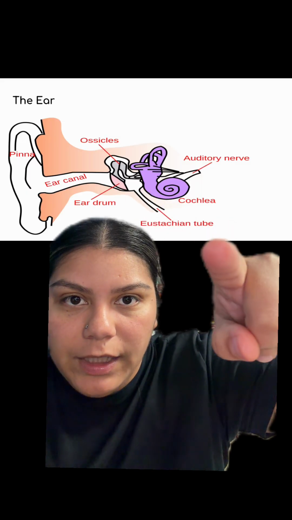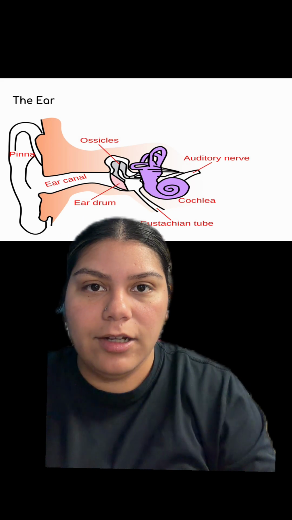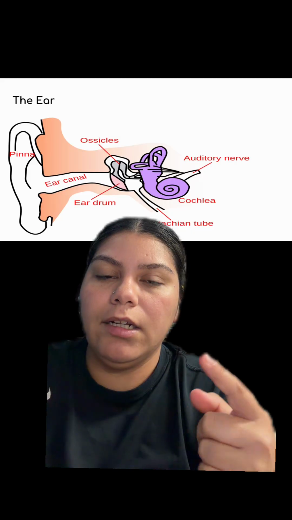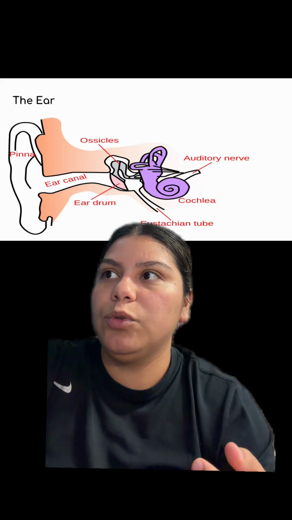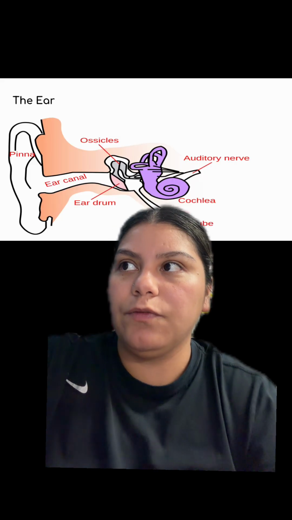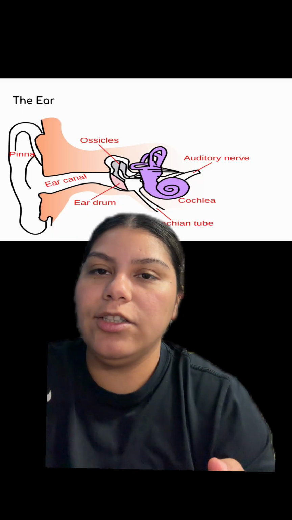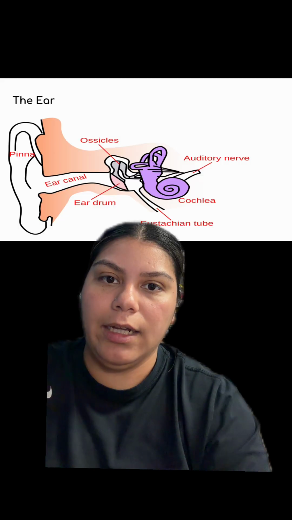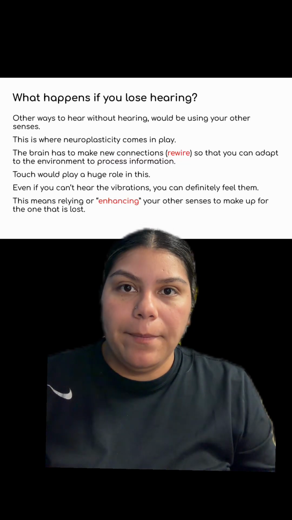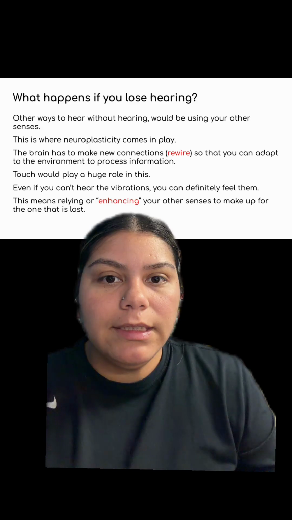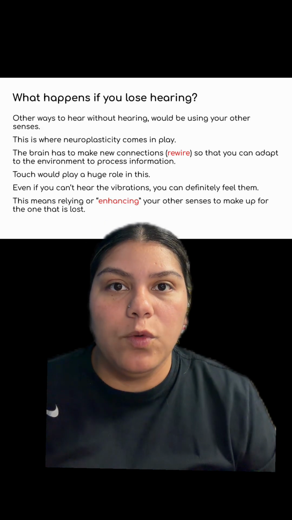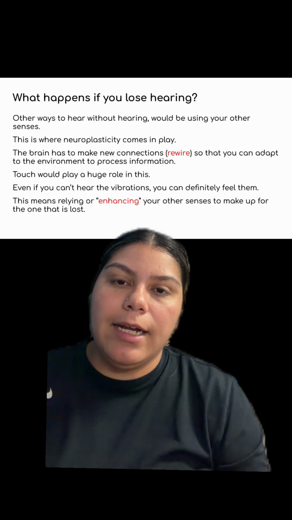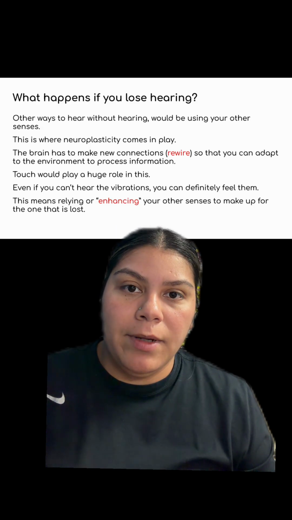And then finally we have the cochlea, which is that snail-looking purple thing. The cochlea's function is to convert mechanical sound vibrations from the middle ear bones into electrical neural impulses that the brain can understand. So what would happen if we lost hearing altogether? This is where neuroplasticity comes into play. So the brain has to make new connections so that you can adapt to the environment to process that information.